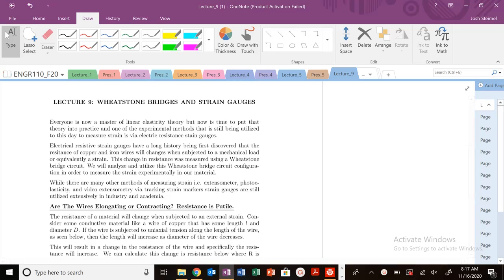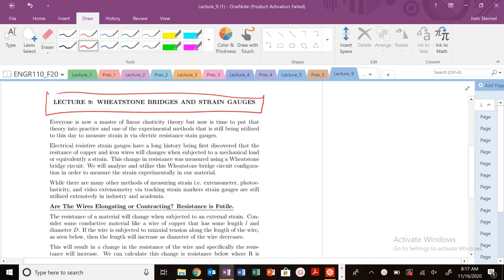Lecture, and we are in lecture 9, which is kind of putting everything together in terms of mechanics and talking about Wheatstone bridge and strain gauges. So we are going to connect all this linear elasticity theory that we developed, how we relate stress and strain, and all these fundamental equations.